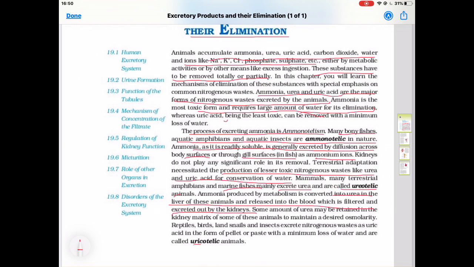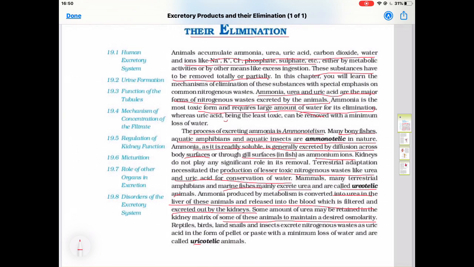Ammonia, which is produced in these organisms, goes to the liver, and in the liver it combines with carbon dioxide under the ornithine cycle and produces urea. Then this urea mixes with the blood and by the kidney it is filtered out. Some amount of urea may be retained in the kidney matrix. Matrix means thick cytoplasm. Some of these animals do this to maintain a desired osmolarity. Osmolarity is the amount of solute dissolved in water.